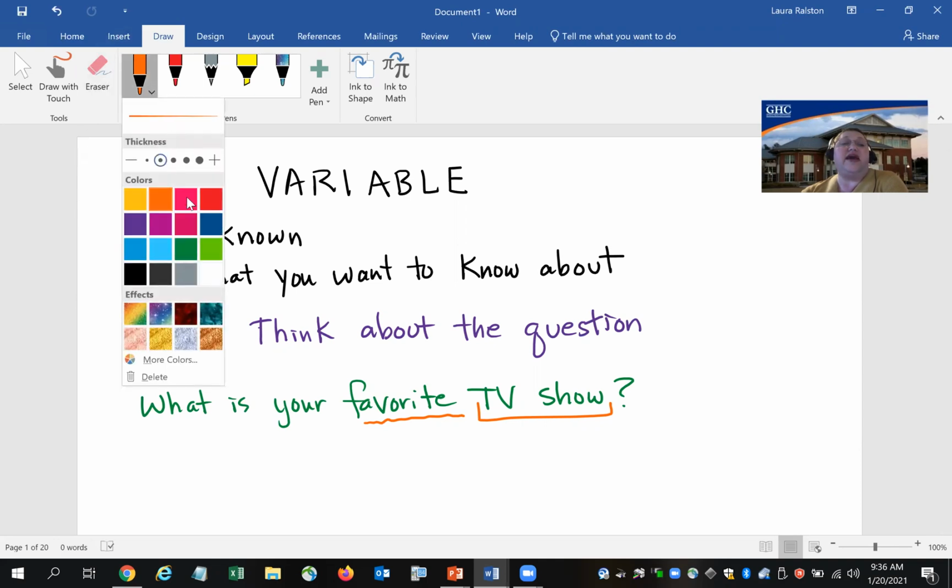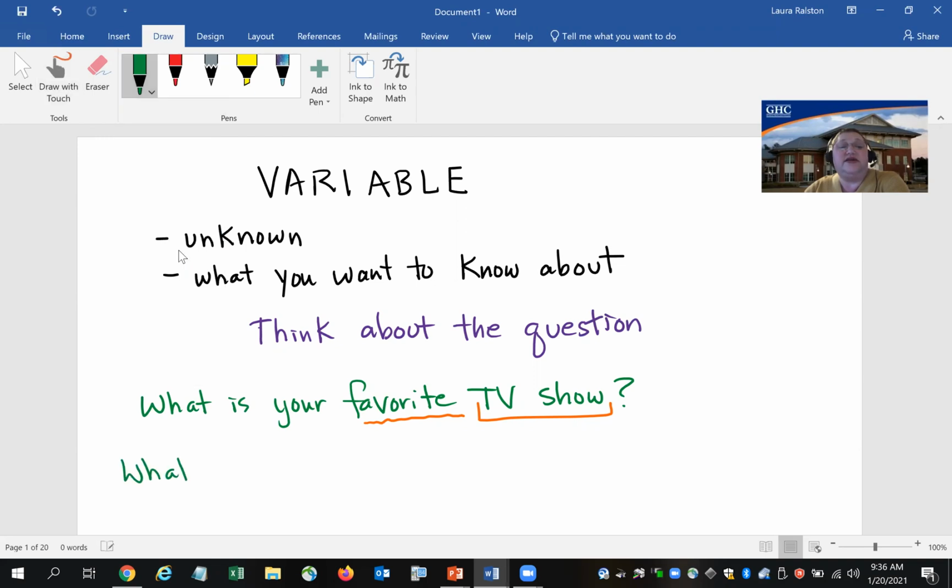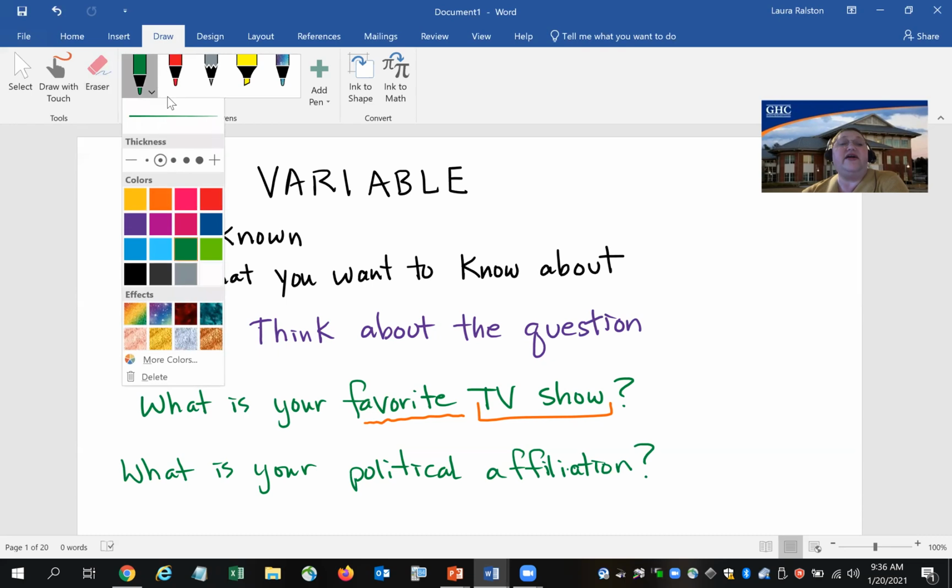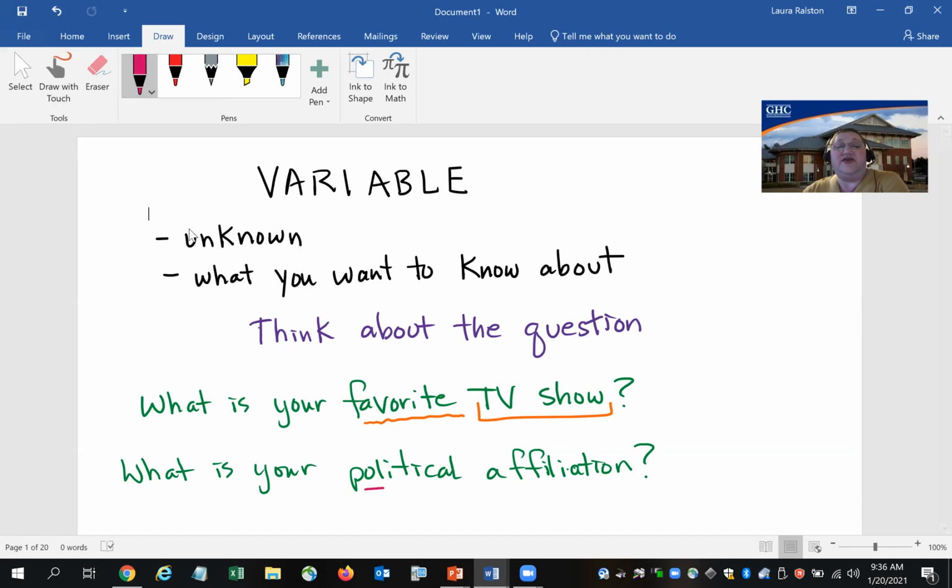So again, another example, let's say I walk up to somebody and I say, okay, what is your political affiliation? If I can remember how to spell it. Oops. Left out an I there. Affiliation. Okay, so my variable in that particular scenario would be the political affiliation. And I would likely get responses such as Democrat, Republican, or Independent.